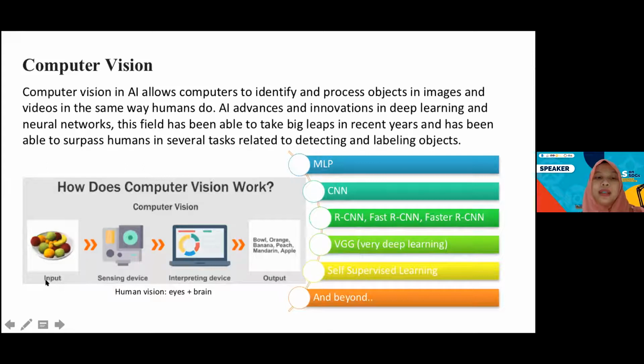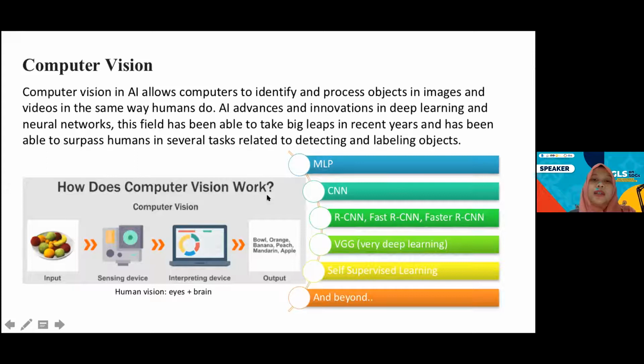And how does computer vision work? For example, here we input pictures of fruits, and then we make some sensing device, a camera, and then machine learning makes some interpreting device, and we can classify what is a ball, orange, banana, peach, mandarin, and apple. The sensing device and interpreting device in human vision are like the eyes and brain.